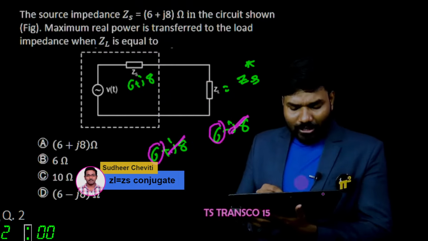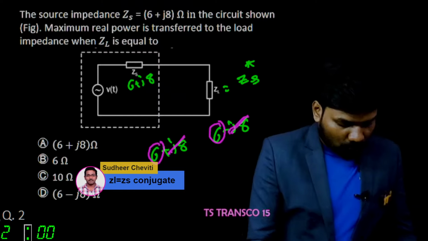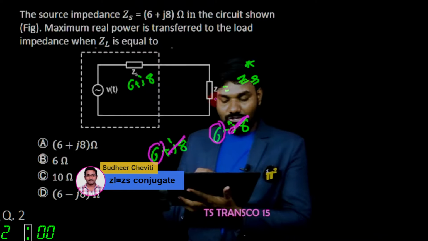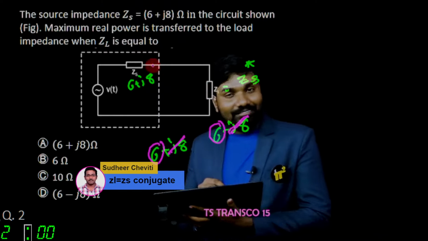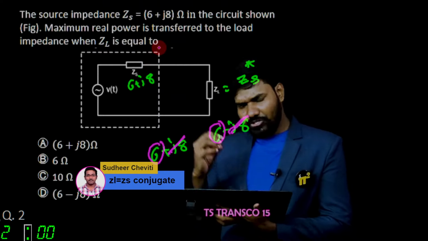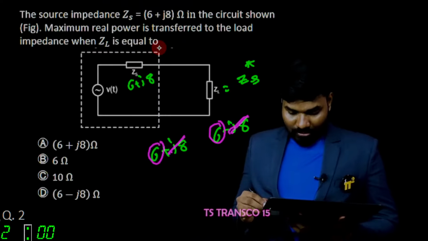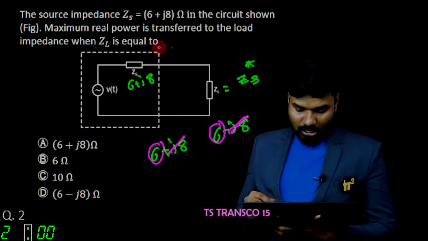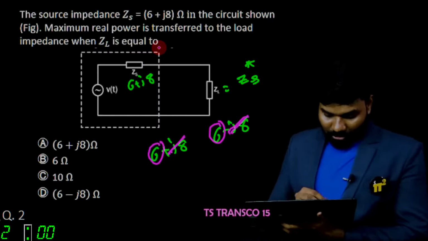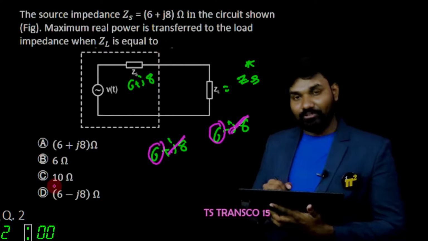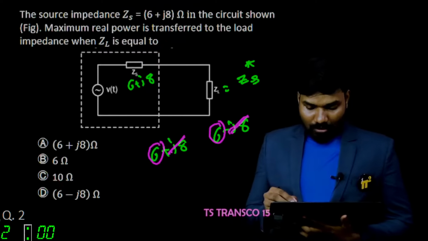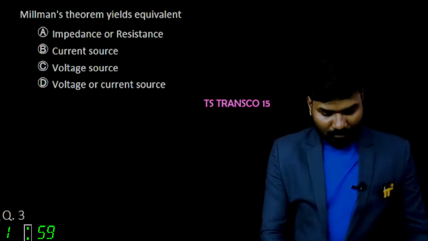And you try to recall the other conditions also. What if XL is 0? What if XS is 0? You try to recall all of those conditions. Good, good, Sudhir. Let's move to the next question. Of course, the answer is D for this. Okay, moving to the next question.